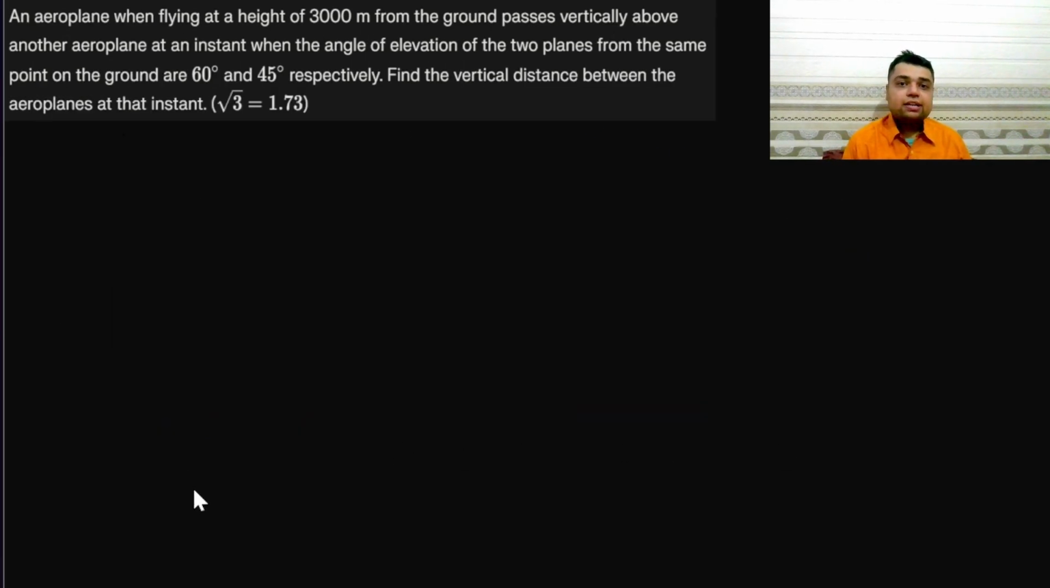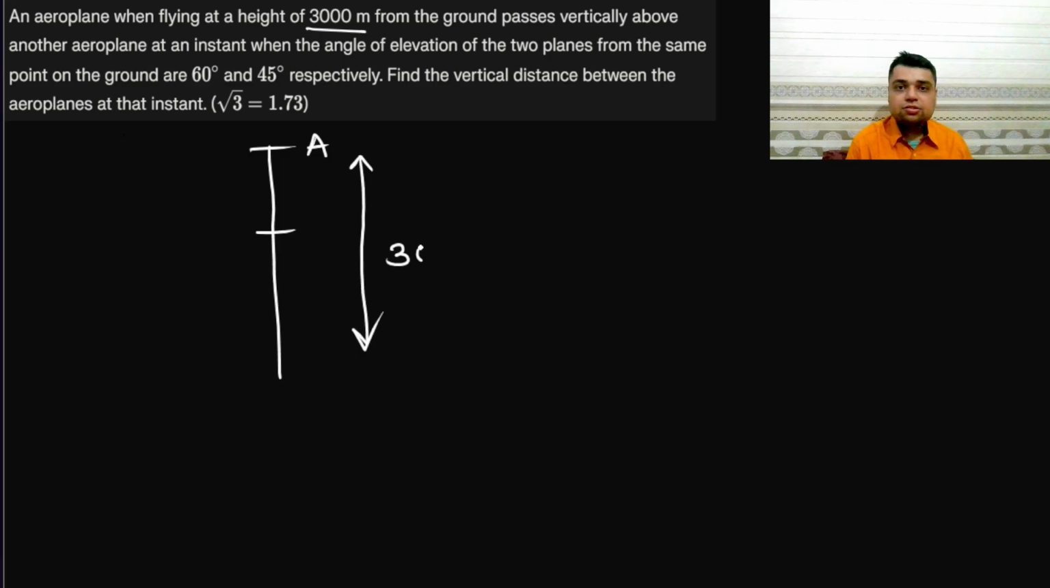An aeroplane, when flying at a height of 3000 meters from the ground, passes vertically above another aeroplane at an instant when the angle of elevation of the two planes from the same point on the ground are 60 degrees and 45 degrees. So there is a vertical line in which we have two planes, one vertically above the other. The starting point is 3000 meters above the ground, so this point A is 3000 meters from the ground.